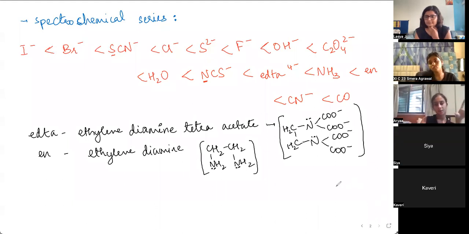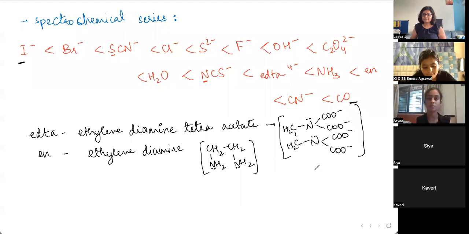What is the spectrochemical series? This is the strength of the ligand. How strong is the field created by the specific ligand? Like when iodide is approaching the metal atom, how strong of a negative field is it creating?